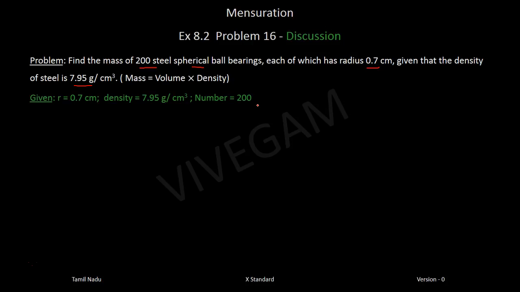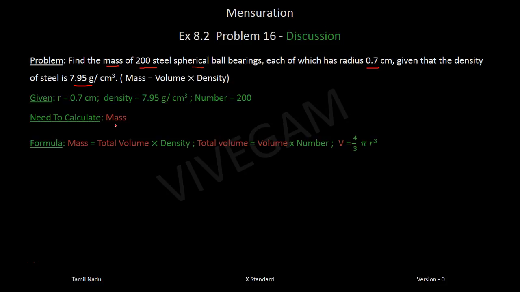Okay, great. What are we asked to calculate? We are asked to find the mass of 200 spherical balls. Great. What's the formula? Let's list out the formula. Mass equal to total volume into density. It's already given here. Mass is volume into density, but we are writing it as total volume because we have 200 spherical balls.